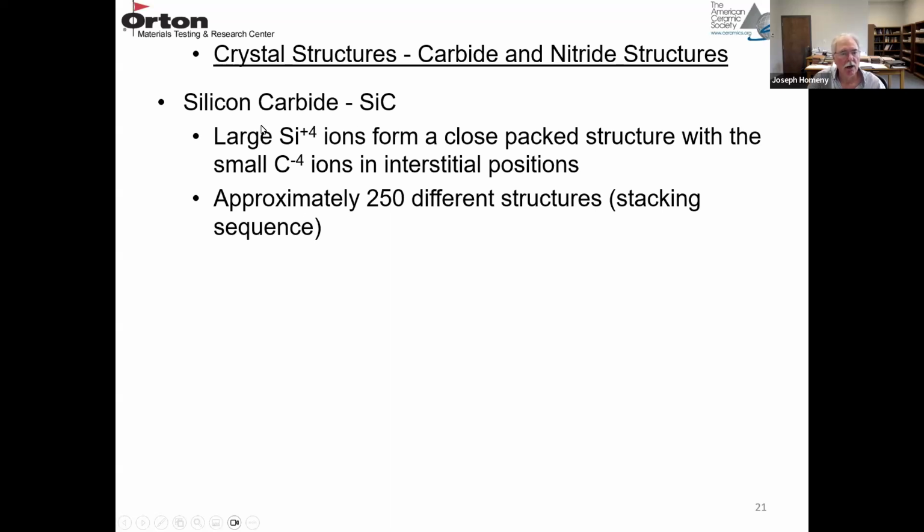So in silicon carbide, you have the large silicon ions. They form a close packed structure, and the small carbon C-4 ions are in interstitial positions. It turns out that silicon carbide can have a few hundred different structures depending on the stacking sequence. The two that are most important for us are alpha and beta silicon carbide.